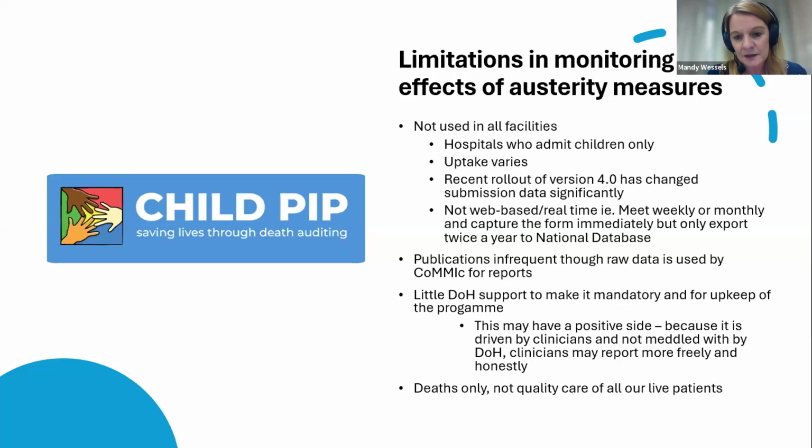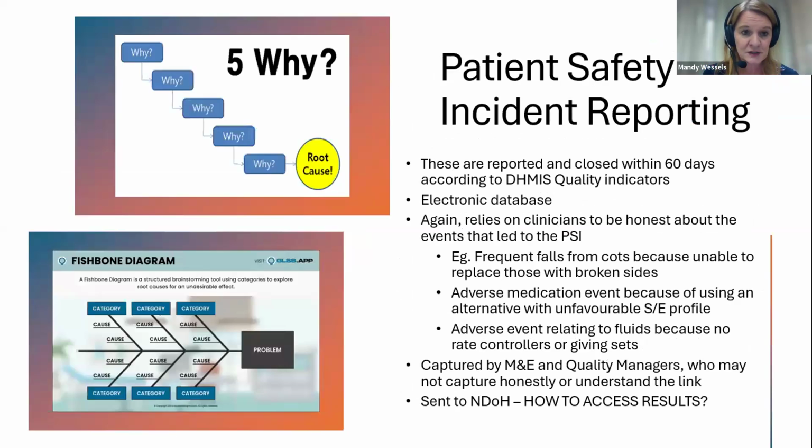And COMIC is really the only people using our data at the moment for publications. Here, there's little DOH support to make it mandatory so that we can uphold the program. There's no financial support for Child PIP. It's all fundraising by volunteers who are busy clinicians. But the one positive side of that is that there's not much meddling in the program in terms of trying to in any way hide modifiable factors. And then the last limitation I've mentioned with the tip of the iceberg: we're only looking at how the austerity measures impacted on mortality. We're not looking at quality of care with Child PIP on our live patients.